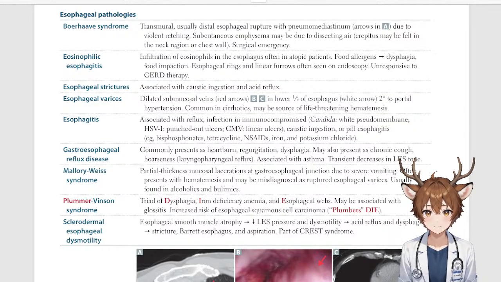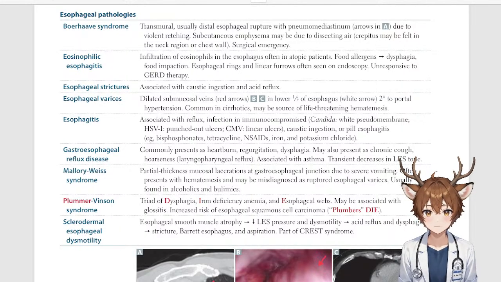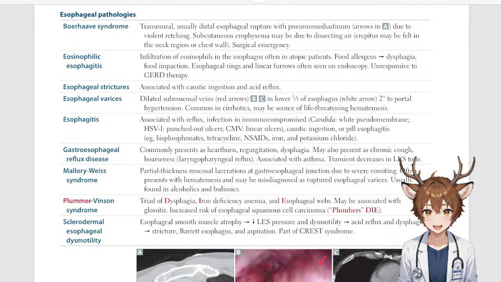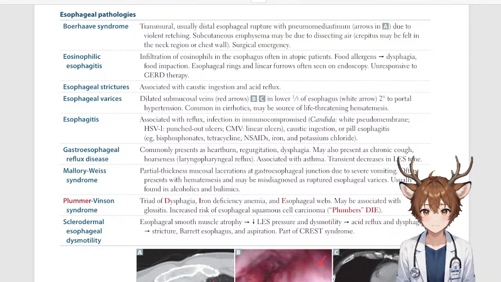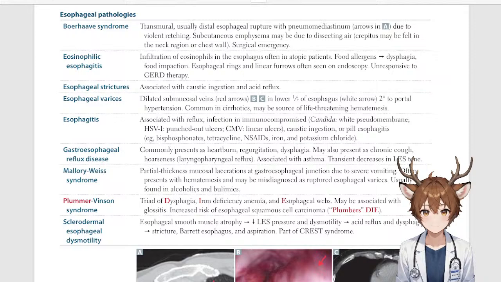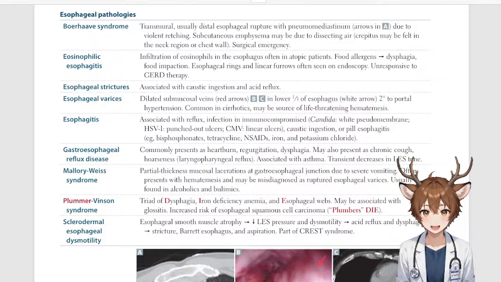Okay, caustic ingestion. What about Plummer-Vinson syndrome? Plummer-Vinson syndrome, triad of dysphagia, iron deficiency anemia, esophageal webs, increased risk of esophageal squamous cell carcinoma. May be associated with glossitis. So you might see glossitis, an esophageal web, iron deficiency anemia, squamous cell carcinoma as a possible risk factor.